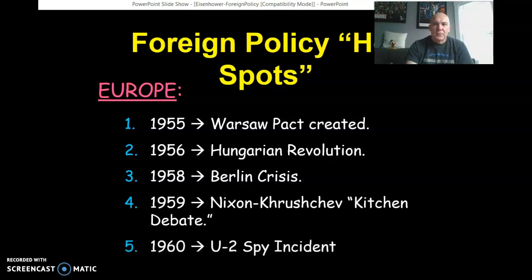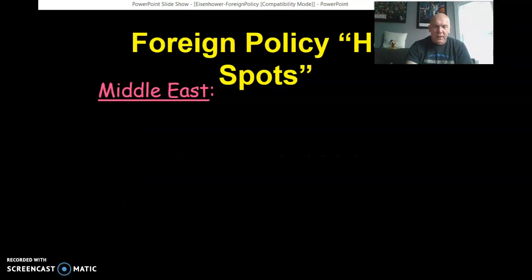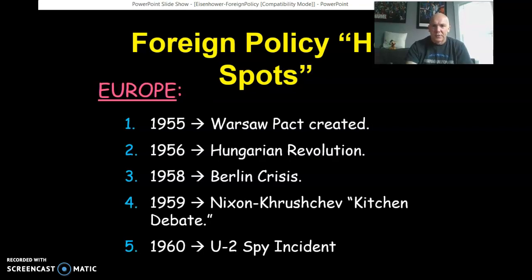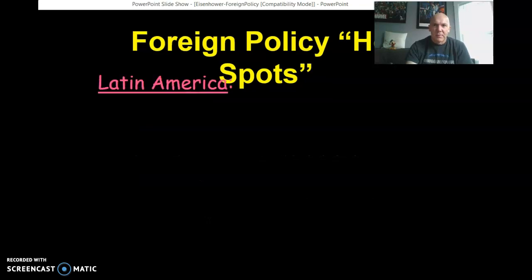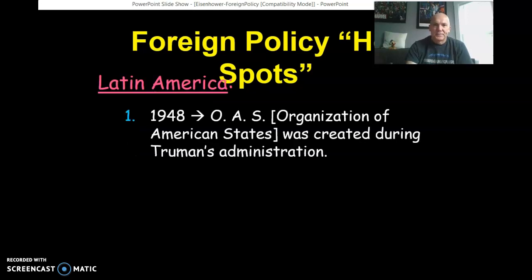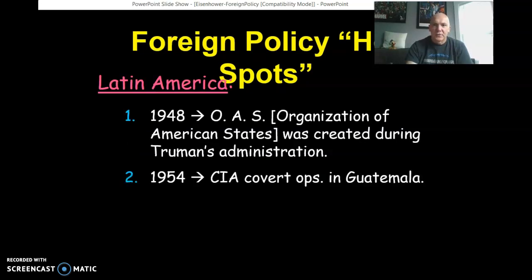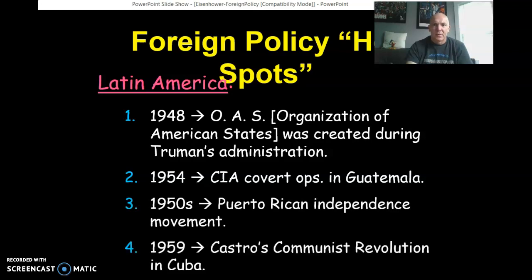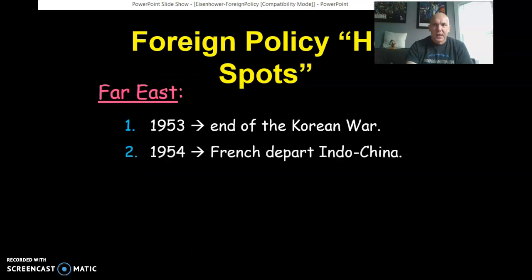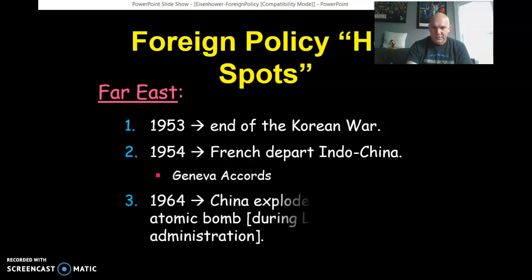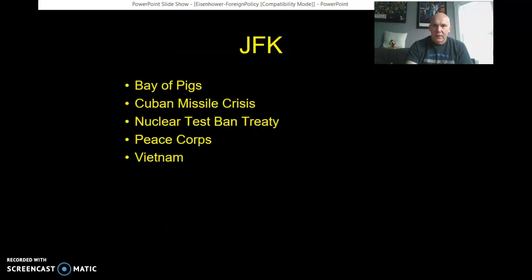I'm not really going to spend a whole lot of time going through this, but this will be recorded. So these were key events. The coup in Iran, I mentioned the Suez Crisis in '56, creation of the Organization of American States, Guatemala, Puerto Rico. Eisenhower ended the Korean War. The French depart Indochina. We'll get into this, the setting up of the Geneva Accords, and then America's role taking that over.